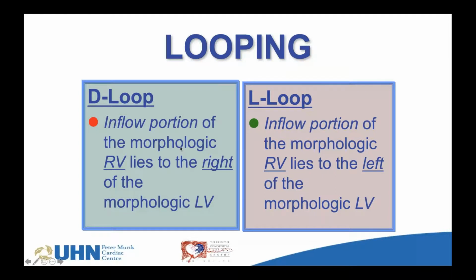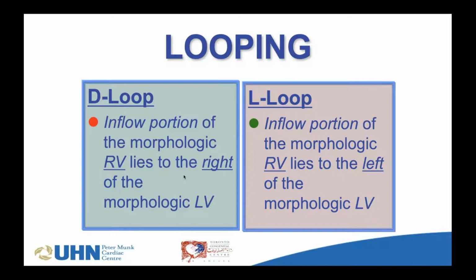So I ask you now, in a normal heart, in your heart, do you have a D loop or an L loop? Just ask this question, or just ask your supervisors and your cardiologist if they know, does your heart have a D loop or an L loop in the normal setting, in the normal heart? How do we define looping? The easiest way to define looping is the following.